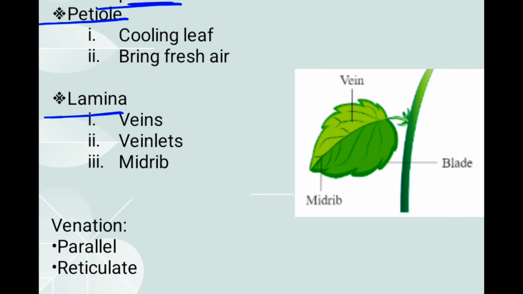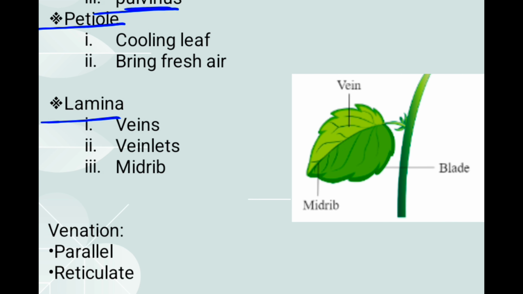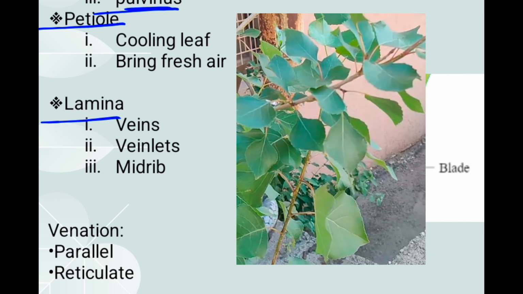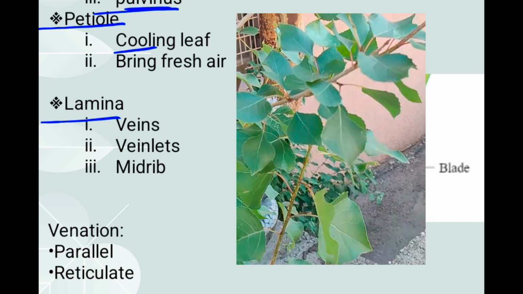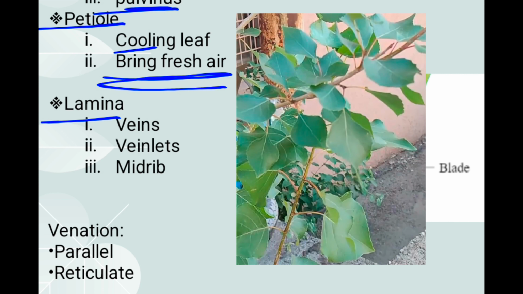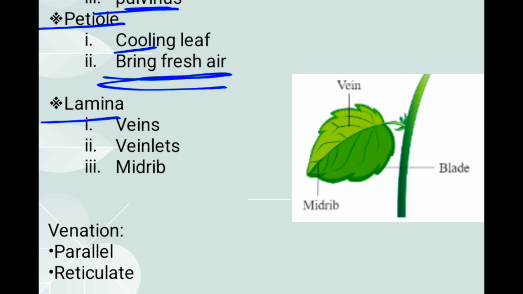Our next part of leaf is petiole. Petiole is basically a leaf stalk. As in the diagram you can see, petiole allows the leaf blade to flutter in wind and therefore it cools down the leaf. Also, it brings fresh air to the leaf surface. Our last part is lamina, leaf blade.